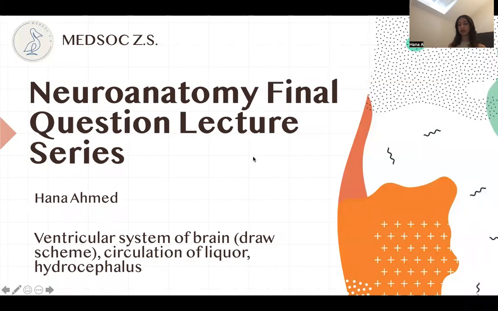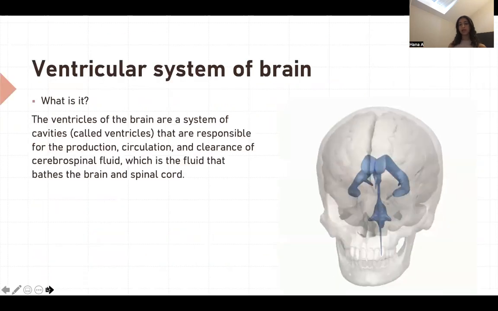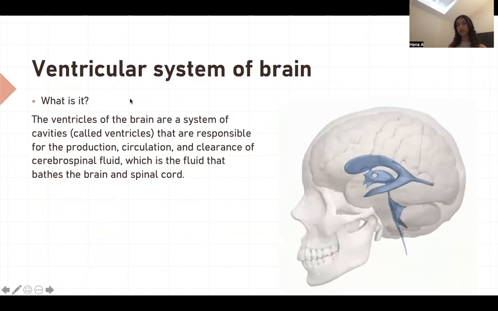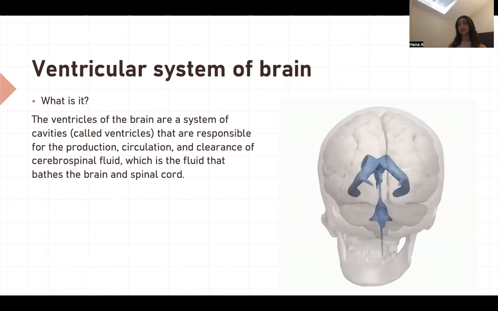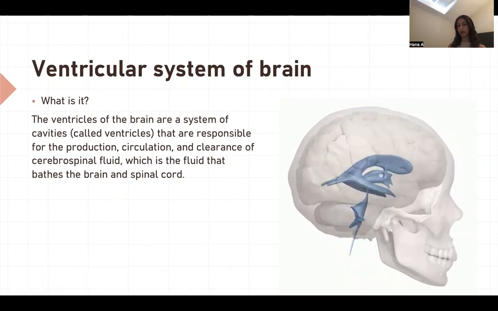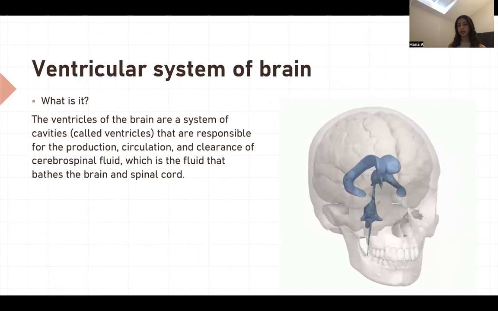Hello, so today we're talking about the ventricular system of the brain, circulation of liquor, and hydrocephalus. And for this exam topic, you also have to know how to draw a rough scheme of the ventricular system of the brain. So, as you know by now, we have some fluid that circulates around the brain and the spinal cord, and this is called cerebrospinal fluid.